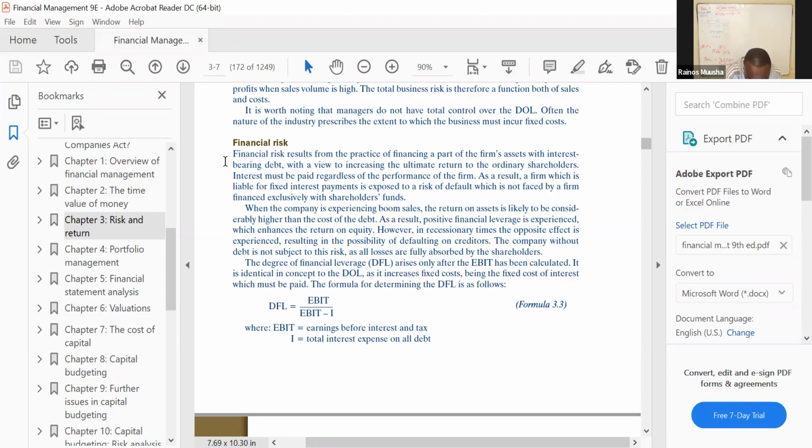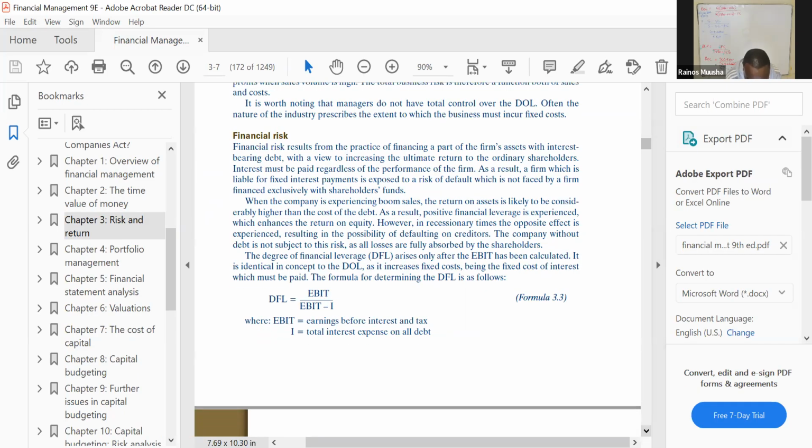The degree of financial leverage arises only after the earnings before interest and tax have been calculated. It is identical in concept to the degree of operating leverage, as it increases fixed costs, being the fixed cost of interest which must be paid. The formula for determining the degree of financial leverage is as follows: your degree of financial leverage is given as your earnings before interest and tax divided by your earnings before interest and tax minus total interest expense.